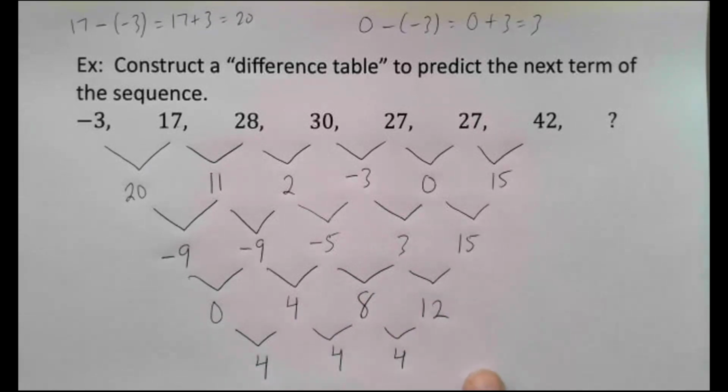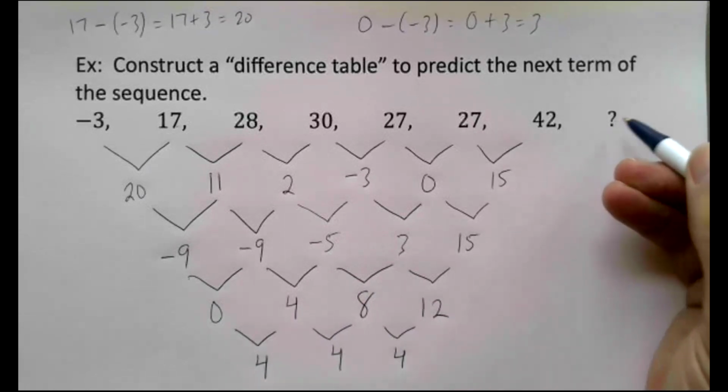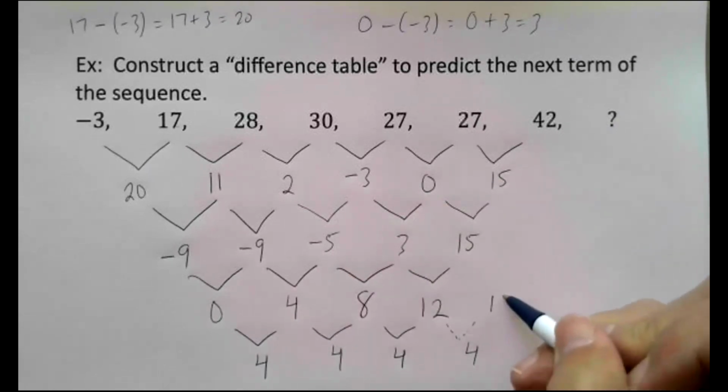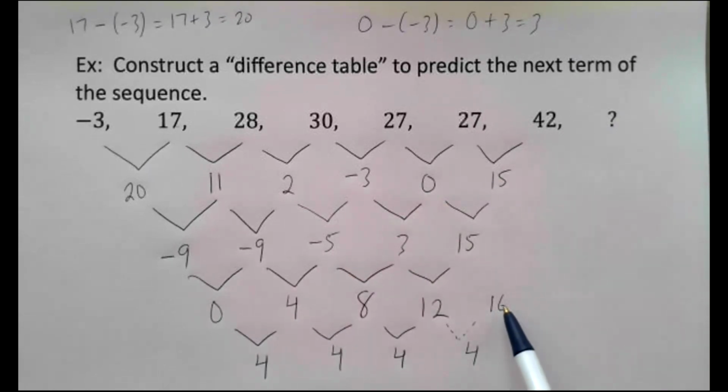So think to yourself, what would come next in this bottom row, and work your way all the way back up to here. Of course, a 4 would come next. So if we had a 4 there, what would go here? Think about that. That would have to be a 16, right? Because 16 minus 12 equals 4, or because 12 plus 4 equals 16. That's the easier way to do it.